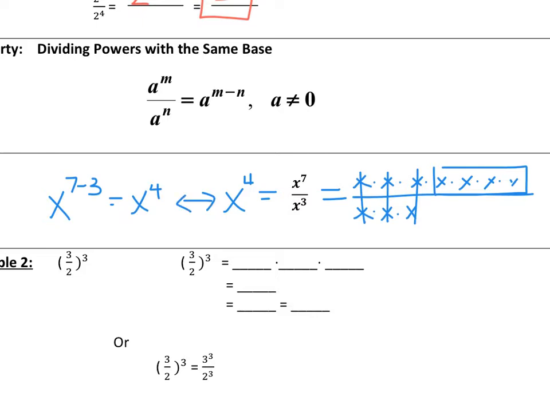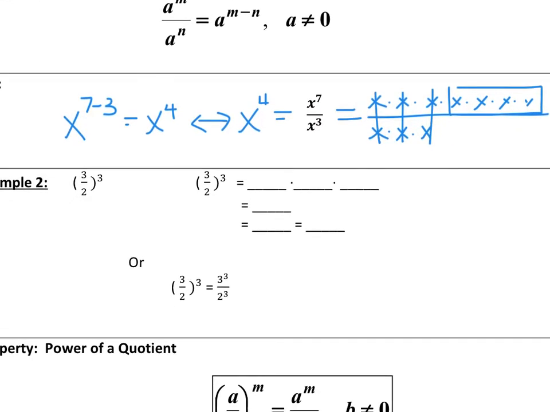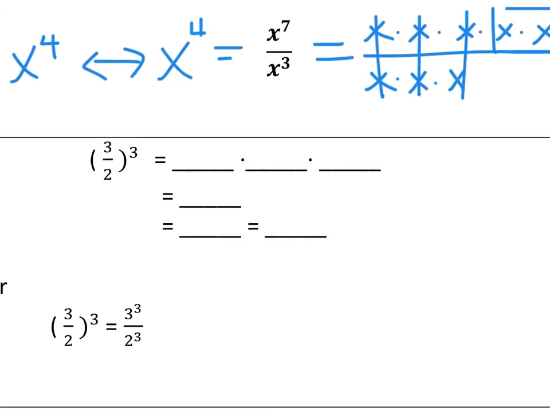In example 2, what happens when we have a fraction like 3 over 2, which is division, and that's raised to the 3rd power? What this means is I need 3 over 2 three times. So 3 over 2 times 3 over 2 times 3 over 2. If I multiply 3 times 3 times 3, that's what goes on top.